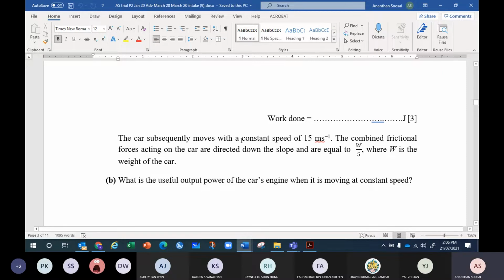So the car subsequently moves with a constant speed of 15 meters per second. The combined frictional force acting on the car, directed down the slope, is equal to W over 5, where W is the weight of the car. So it's moving with a constant speed. What is the useful output power of the car engine when it is moving at a constant speed?